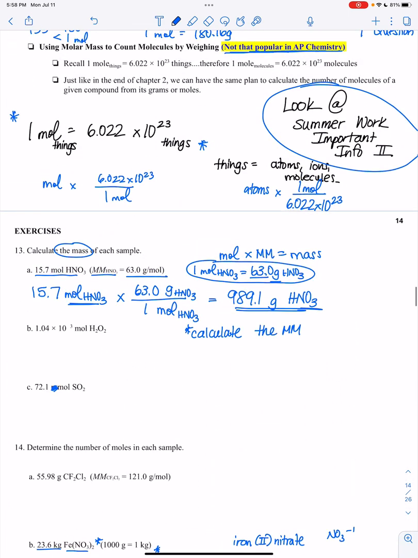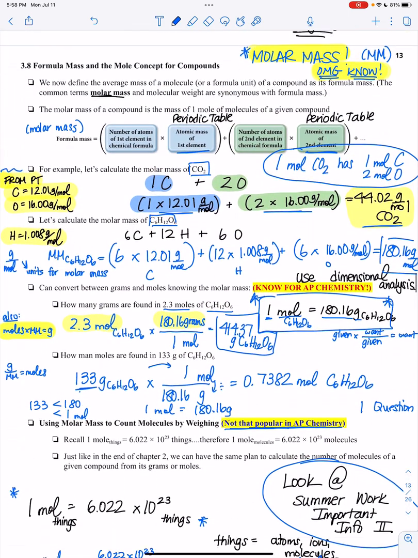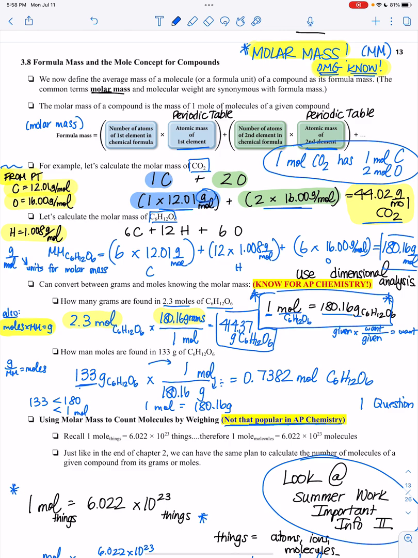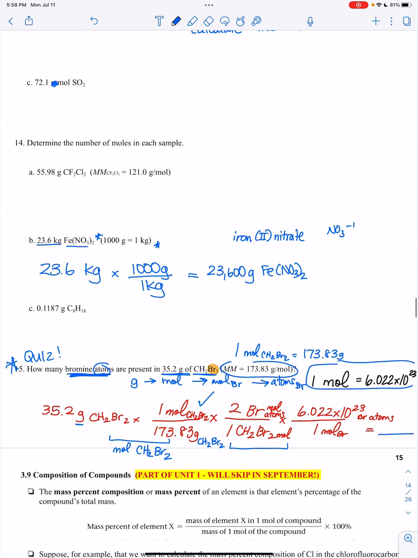Why am I using grams instead of kilograms? Well, these molar masses, right? Look at all my notes up here. I'm going to go back for a second. Grams, grams, grams. Everything is in grams. So if I want to do any type of conversions, I got to be consistent with my units. I need grams. So I have 23,600 grams of Fe(NO3)2. Well, I want to determine the number of moles. Well, I start with grams, so grams has got to go on the bottom, and moles has got to go on top.